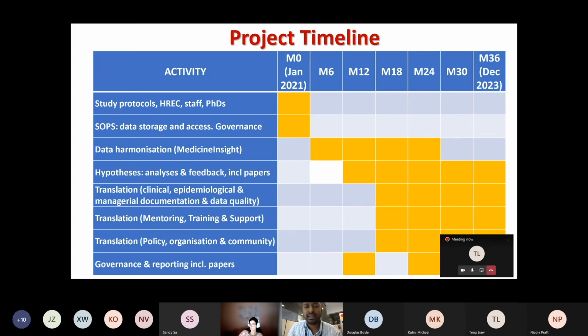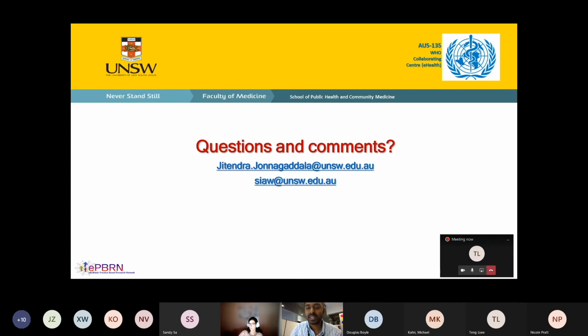This is just the timeline. We're looking from January 2021 all the way to the end of 2023. Hopefully everything goes according to our plan. That's it. If you have any questions, please feel free to contact either Tang or me.